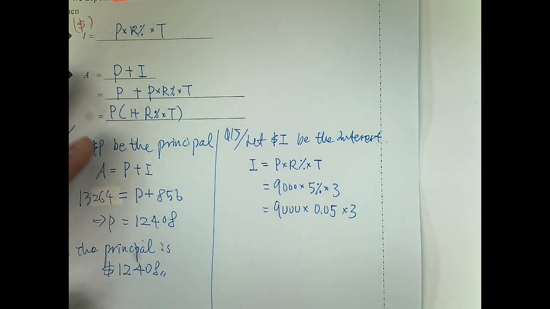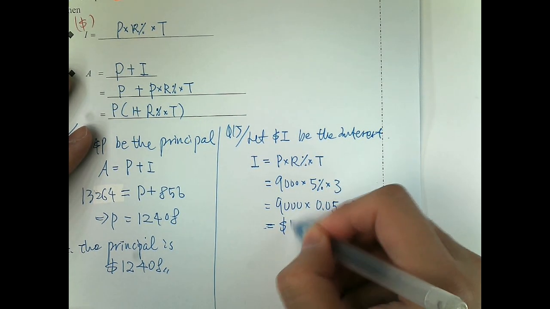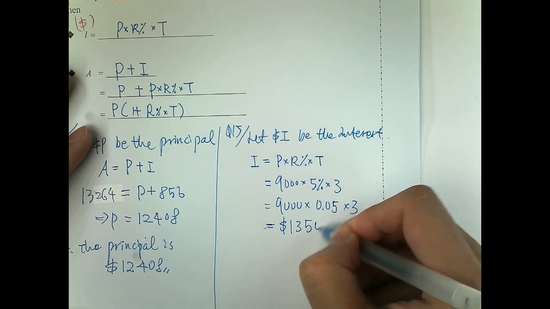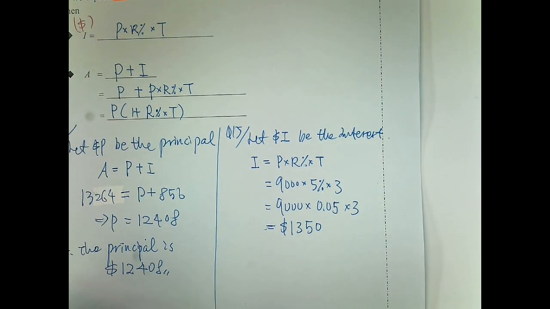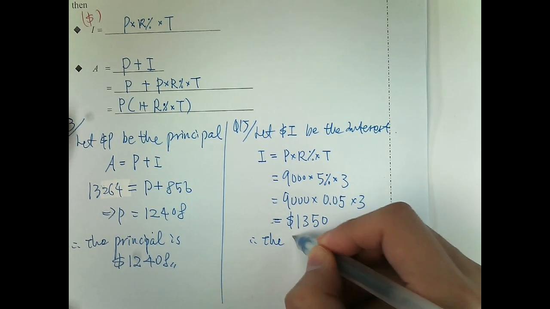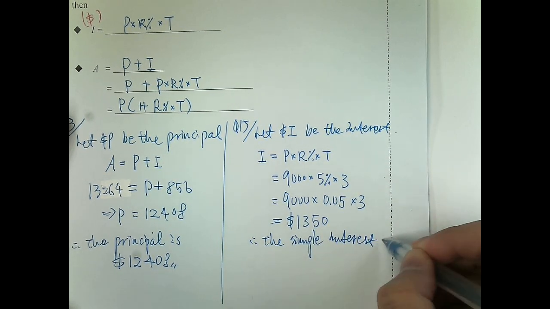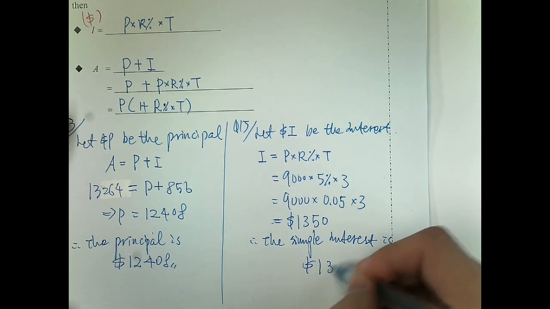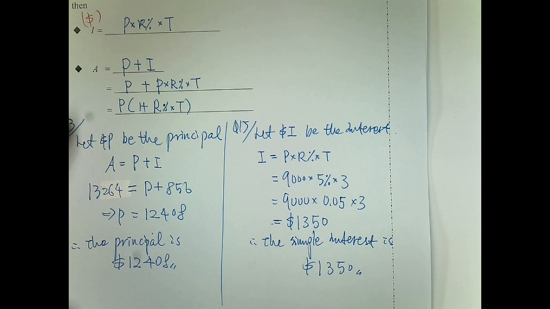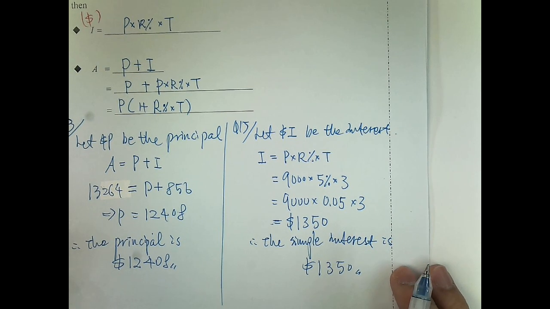Don't make it wrong, understand? So the answer would be 1,350, understand? So this is the interest. So you have to make a conclusion. So you can write: simple interest is 1,350. Understand? So this is question 15. Okay, let's move on. We'll go to question 18.